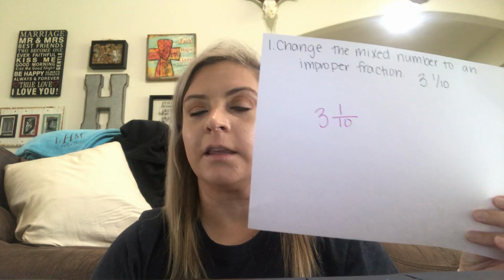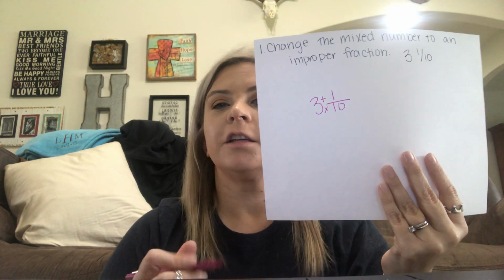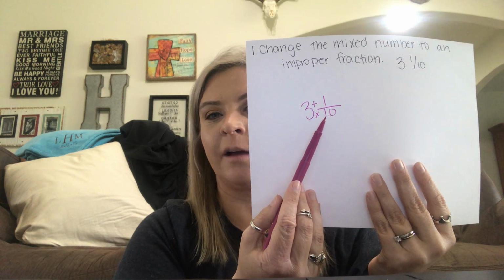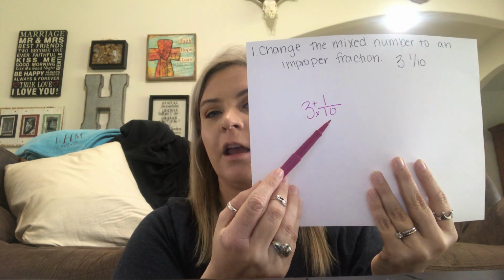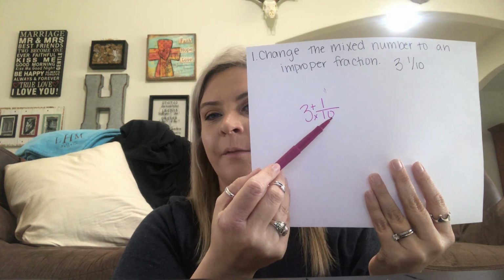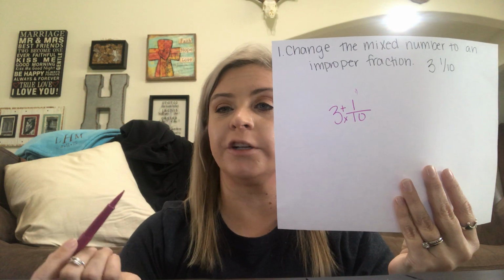We're going to use our method of Texas here. What that means is we're going to put a plus sign next to the 1 and a multiplication sign next to the 10. It makes it look like TX for Texas. Your first step is going to be multiplying your whole number times your denominator. So we're wanting to take 3 and times it by 10, which is 30.